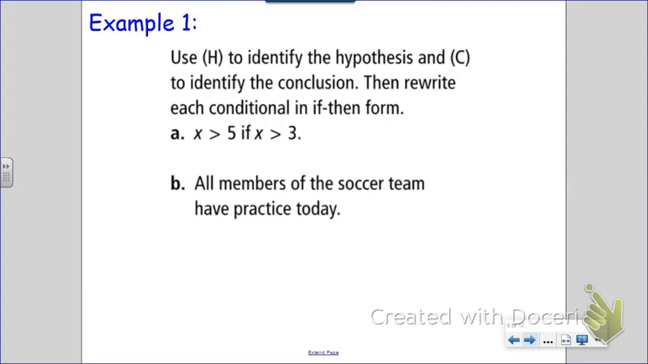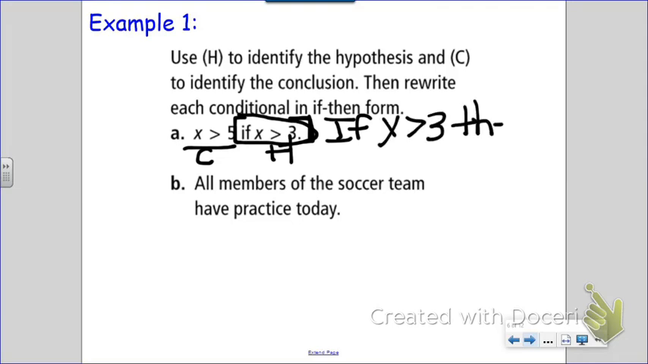Example. Identify the hypothesis with H and the conclusion with C, then write each conditional in if-then form. The hypothesis on this is the if part, even though it's written second. This is the hypothesis. The conclusion is the then part, and it's the second piece of it. So for this problem, we would say if x is greater than 3, then x is greater than 5.